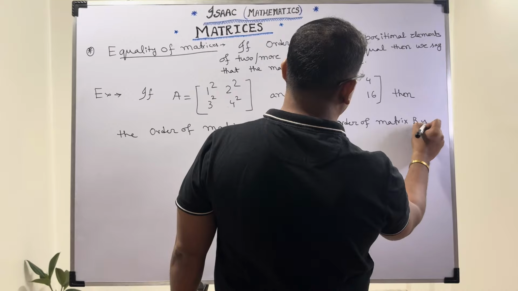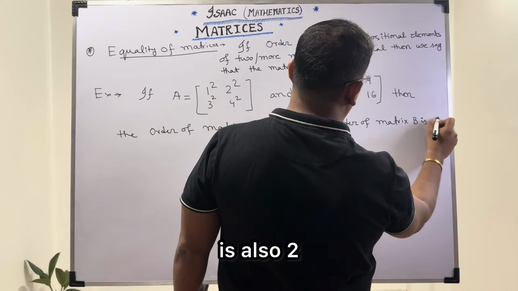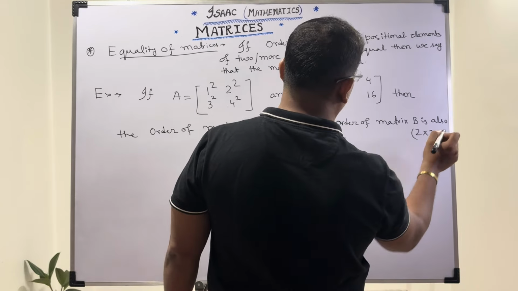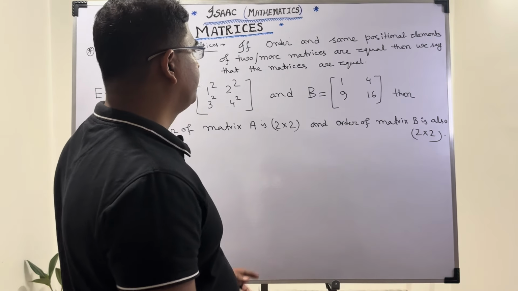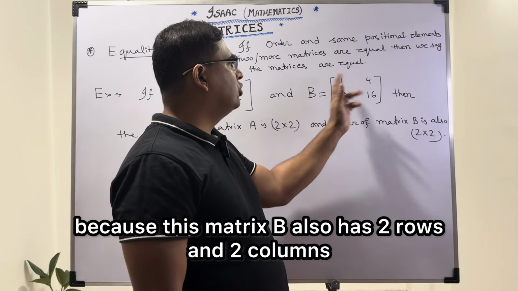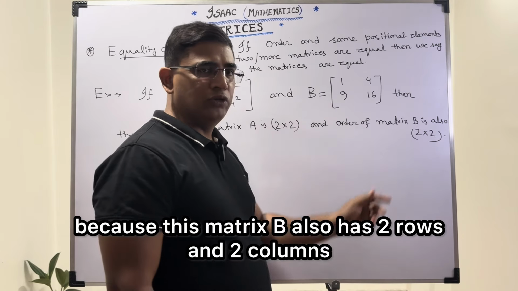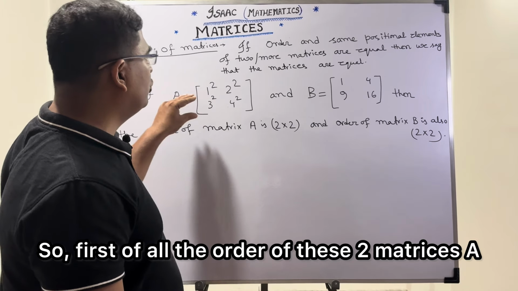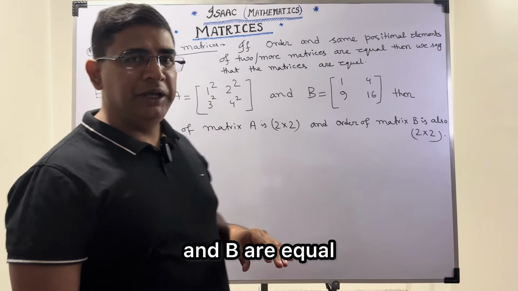matrix B is also 2 by 2 because this matrix B also has 2 rows and 2 columns. Okay, so first of all, the order of these two matrices A and B are equal.